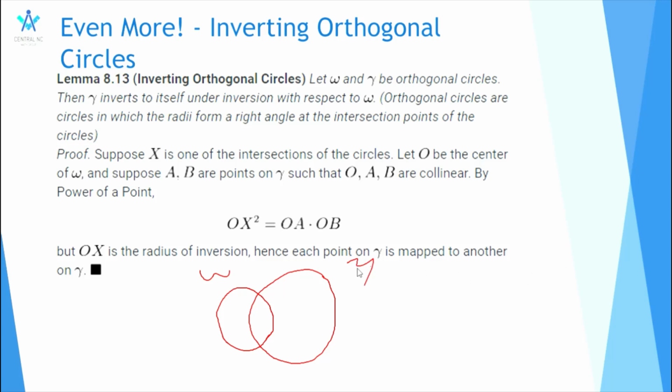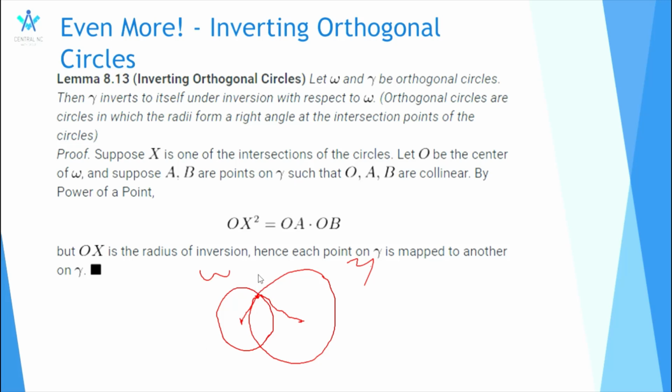So let's say this is our intersection point. This is the two centers. Then if these circles are orthogonal, then this radius is perpendicular to this radius. So this even gets a special property under inversion. So what do we want to prove? We want to prove that gamma inverts to itself under an inversion through omega. Alright? So here's our proof.